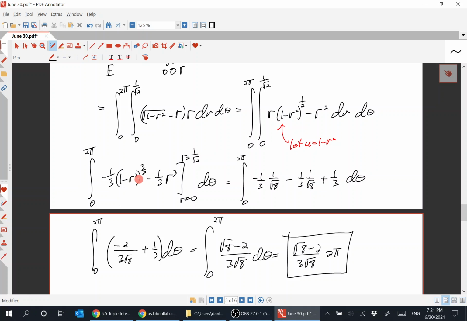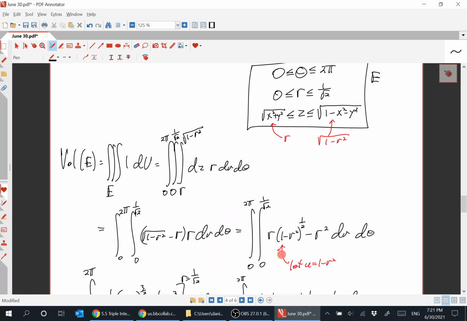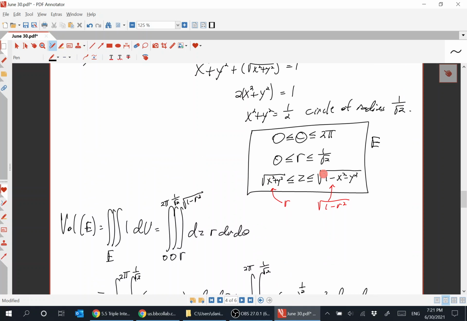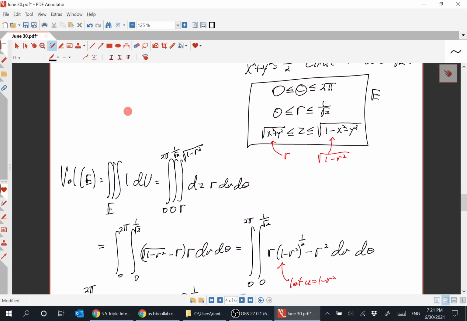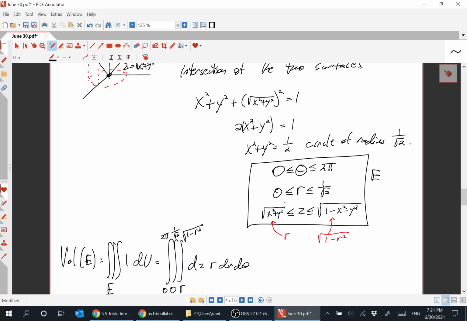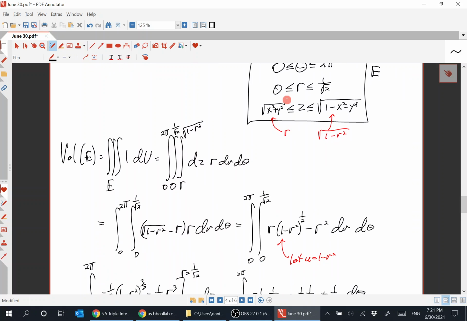So again, the derivative here is 3 halves. So minus 1 half times 2r minus 2r gives me r 1 minus r to 1 half minus 1/3 r squared. And the boundaries we have here are from the cone to the sphere. So r to square root 1 minus r squared, 0 to 1 over root 2. That is correct. And 0 to 2 pi.